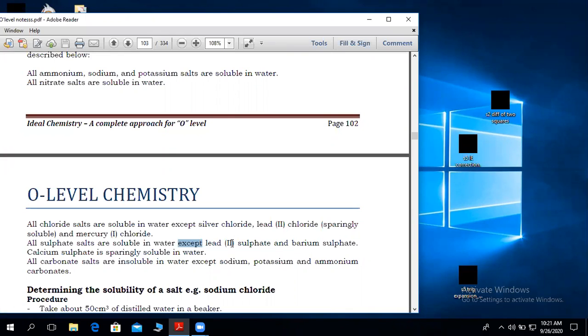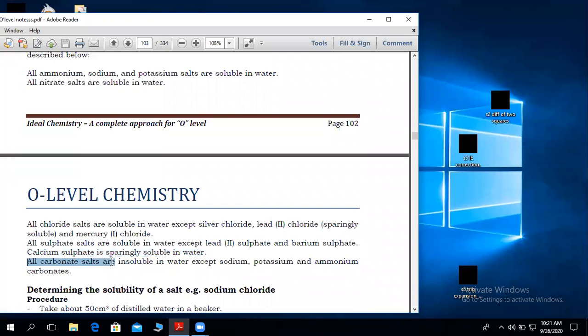So lead-2 sulfate and barium sulfate, they are insoluble in water. But calcium sulfate is sparingly soluble. Sparingly soluble means part of it dissolves and the other part does not dissolve. So it does not dissolve completely. But lead-2 sulfate, barium sulfate, they don't dissolve at all.